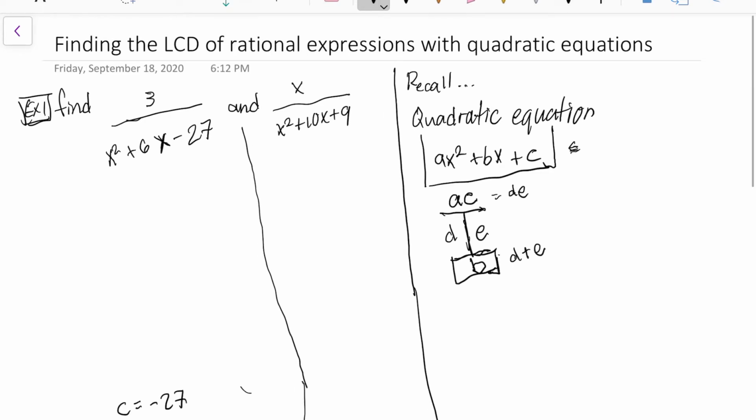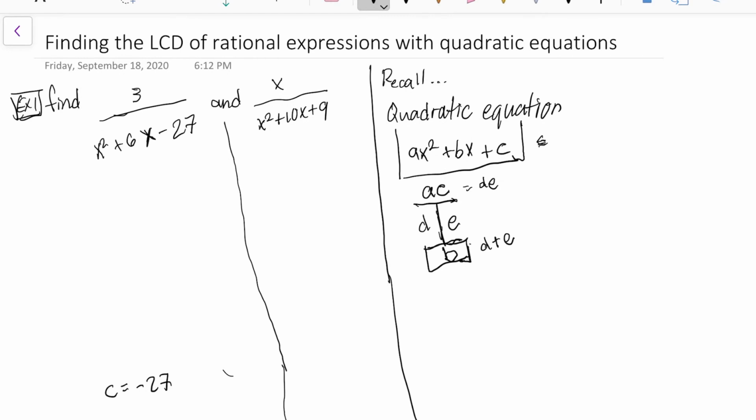So now let's try finding the factorization of the denominator for 3 all over x squared plus 6x minus 27. So let's first identify what our A, B, and C values are. A is equal to, what is the value attached to x squared? Yep, 1. That's correct. What about B? Okay, that's 6. And C would be negative 27.